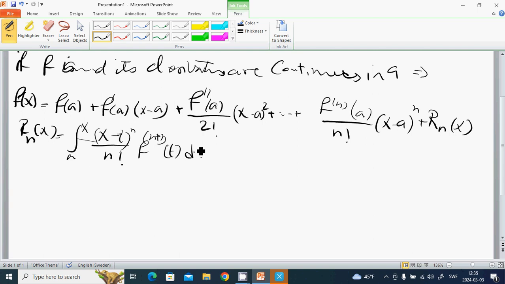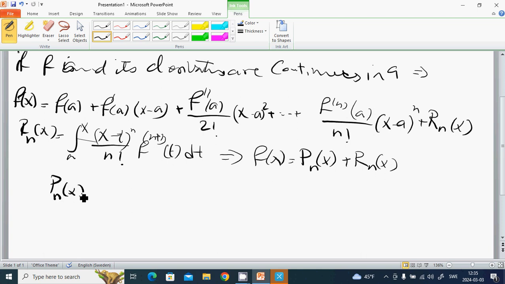We can define f of x equals Pn of x plus Rn of x, where Pn of x equals the sum for k from 0 to n of f k derivative of a divided by k factorial times (x minus a) to the power k, and Rn is defined as above.